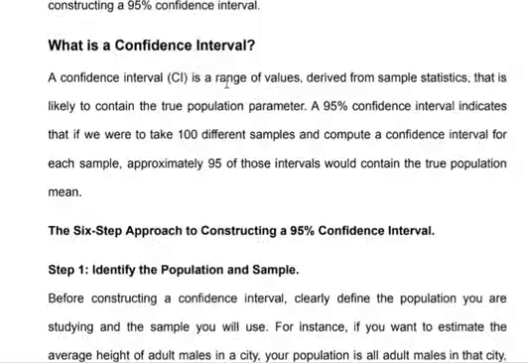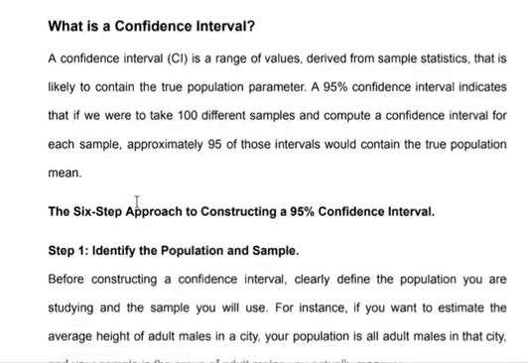A confidence interval is a range of values, derived from sample statistics, that is likely to contain the true population parameter. A 95% confidence interval indicates that if we were to take 100 different samples and compute a confidence interval for each sample, approximately 95 of those intervals would contain the true population mean.